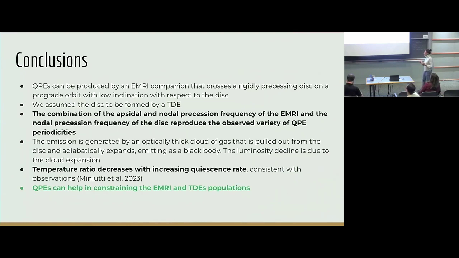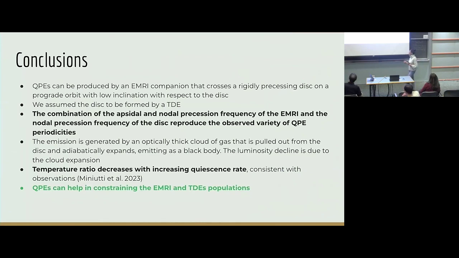So we reproduce fairly well the behavior of QPE sources, reproducing the light curves using MRI disk impacts. We assume this to be formed by a tidal disruption event. And the combination of the apsidal and nodal precession frequencies can give you the variety of timing behaviors that the QPE sources have shown. We assume a mechanism that is analogous to the mechanism proposed by Itai and Brian.